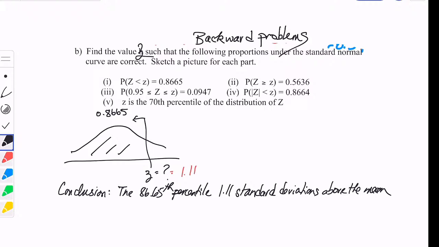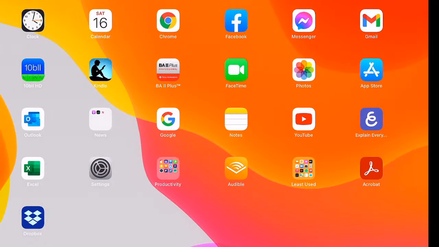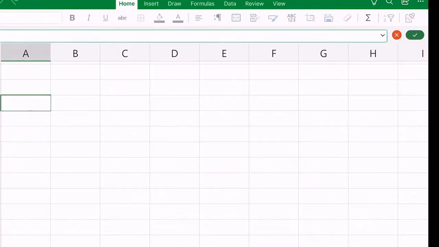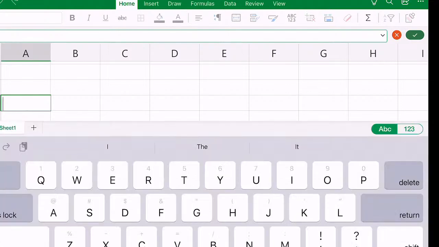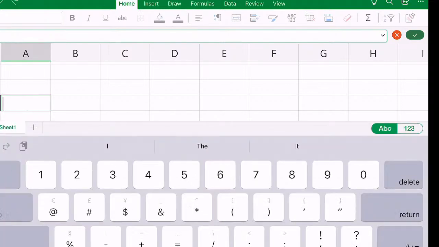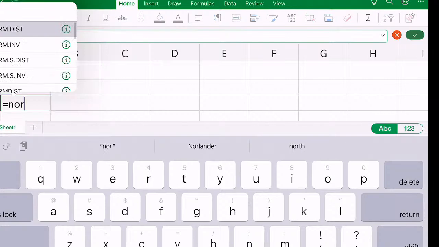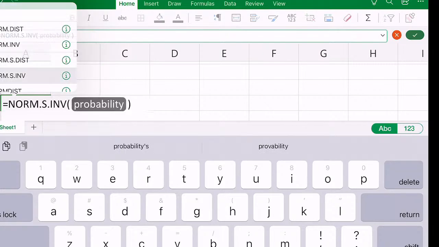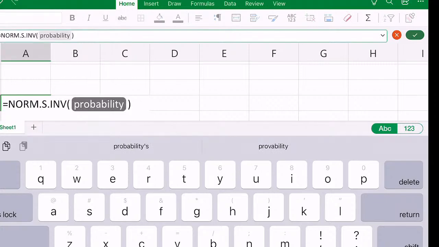Oh, let me see if I can do this in Excel. I haven't given up on Excel completely. Let's see. So I want to do an inverse problem. See, now it comes up. Equals NORM.S.INV. You see, inverse or backward? That's the backward problem. All you have to put in Excel is the probability.